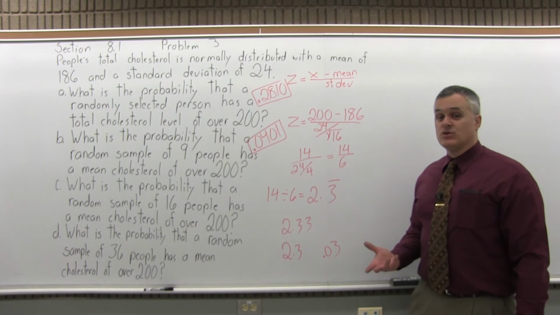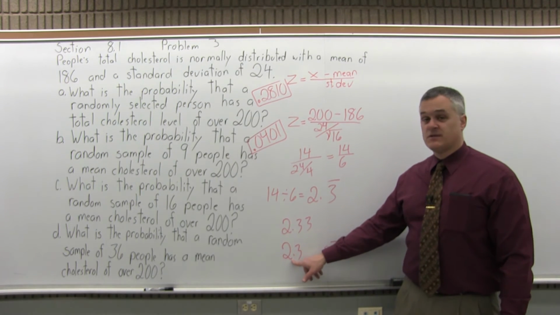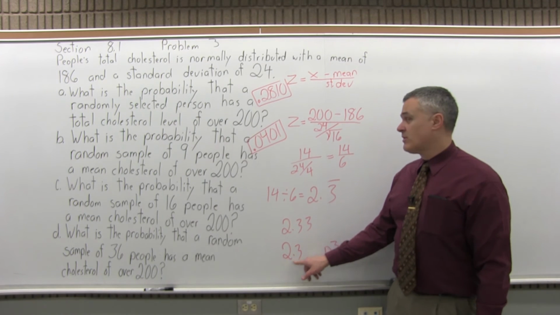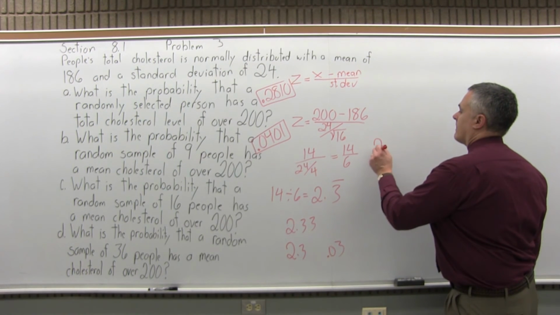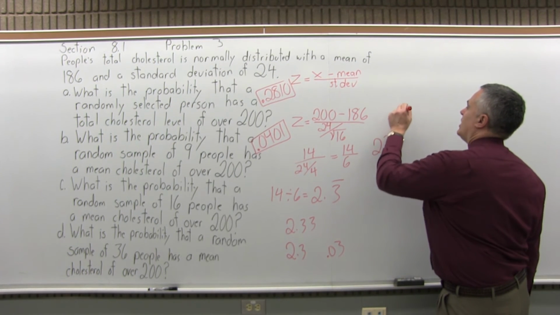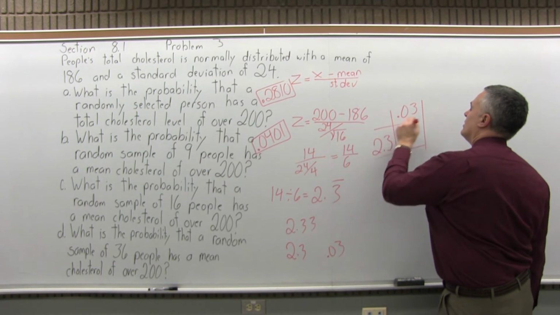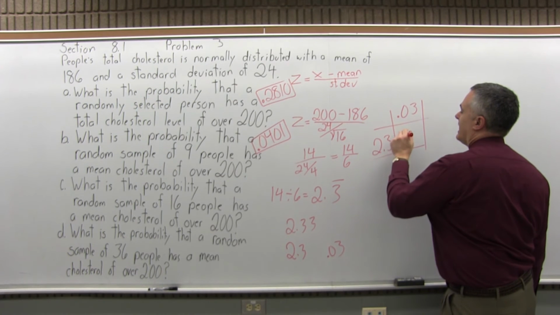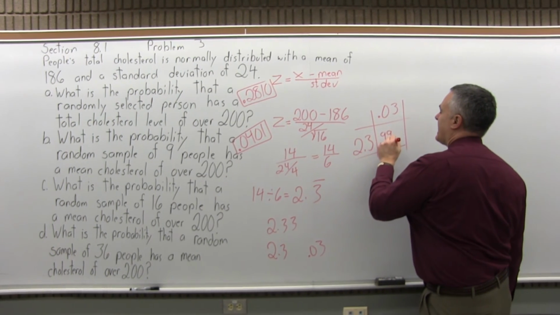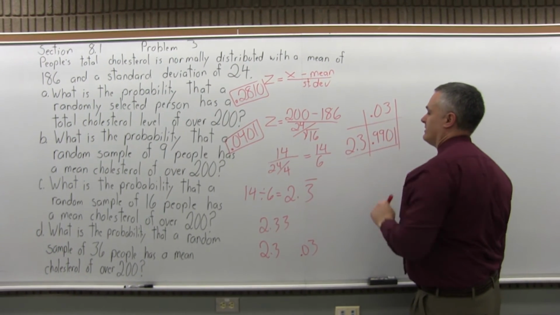Now we'll go to that standard normal chart. Again, pay attention to positive and negative. This is a positive 2.3 row. And we'll follow it out until we are under the 0.03 column. And those will intersect at 0.9901.